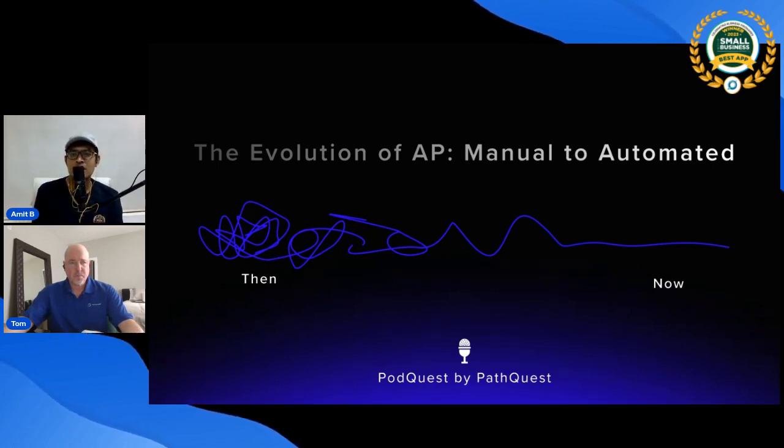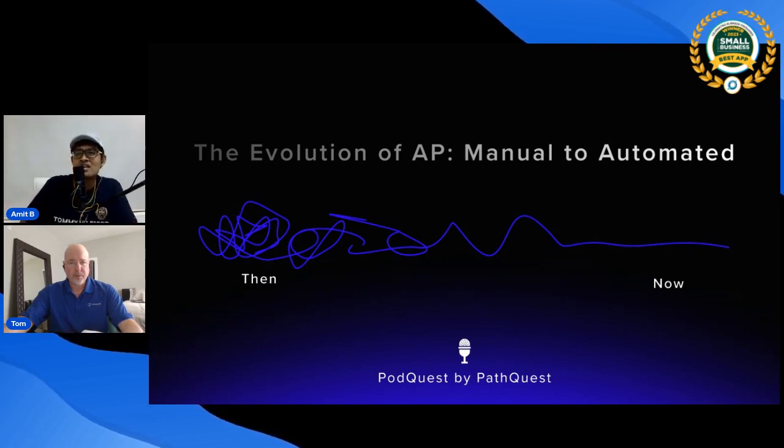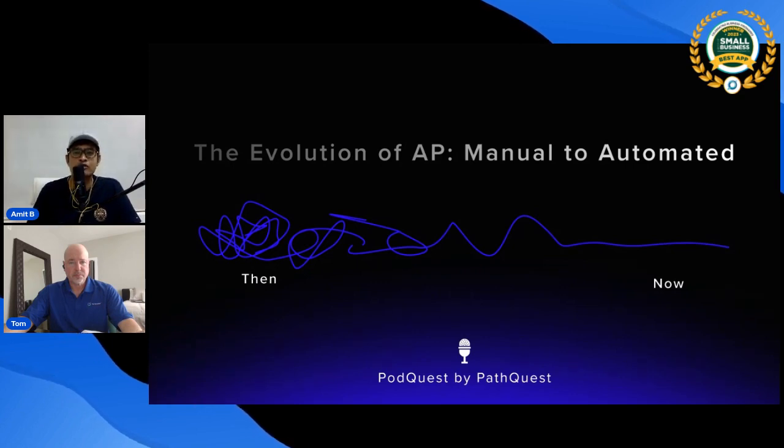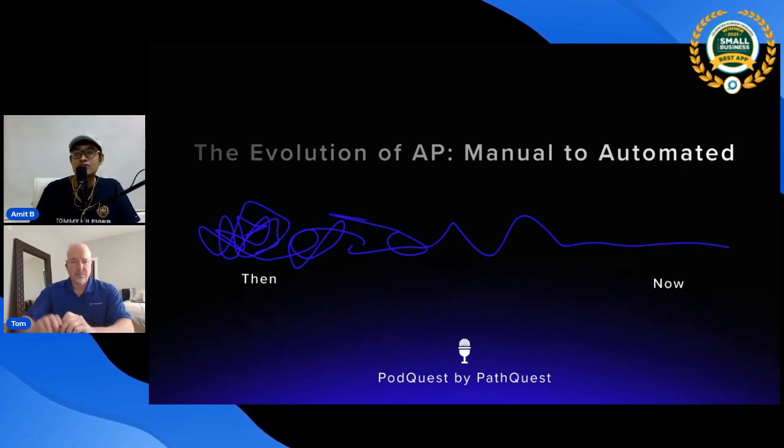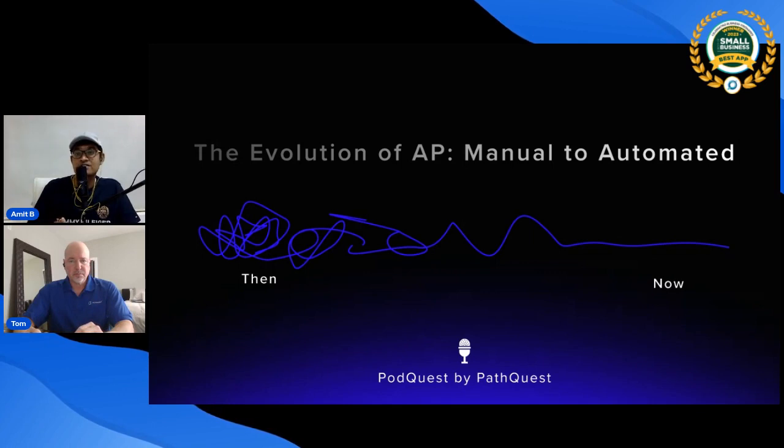Today, we are going to talk about the evolution of AP, manual to automated. So, join us on a journey through the evolution of accounts payable from the painstaking manual processes of yesteryears to the seamless automation of today. In this podcast, we delve into the transformative technologies, the challenges faced, and the benefits reaped as businesses embrace automation to streamline their financial operations. Discover how automation is revolutionizing the way we manage payables in the digital age.